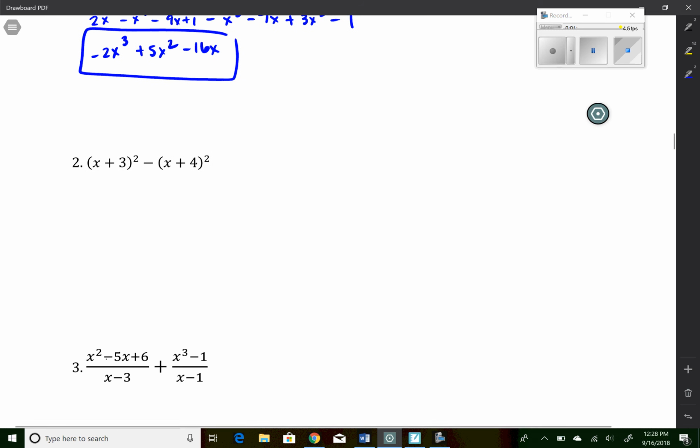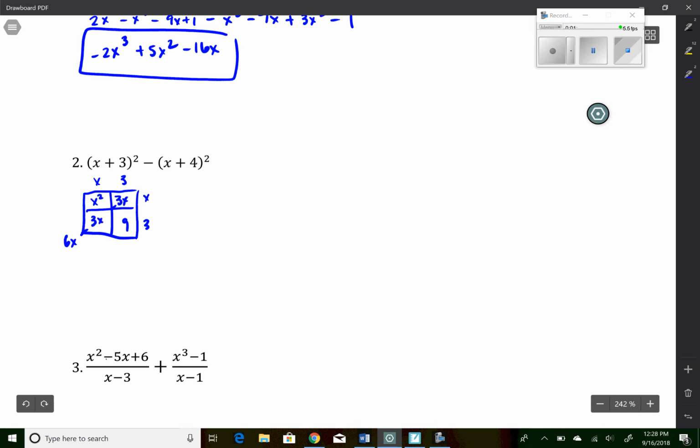For number 2, before I can do the subtraction, I do have to do some multiplying. So let's do this first one, and then let's see if we could use it as a model to do the next one. So if you notice, these two middle terms are going to wind up getting added together to make 6. So it's going to be 3 plus 3. And this last term is 9. So essentially this first expression, x plus 3 squared, becomes x squared plus 6x plus 9.